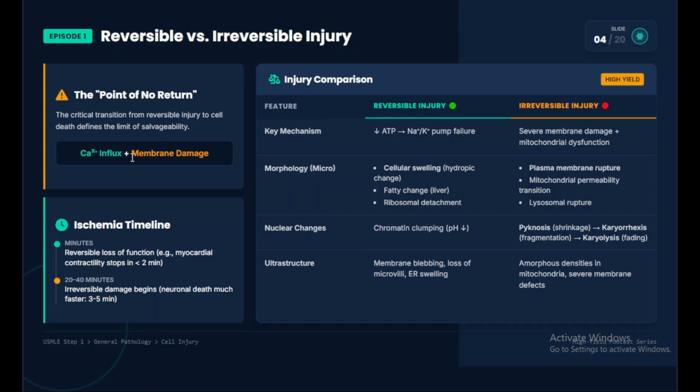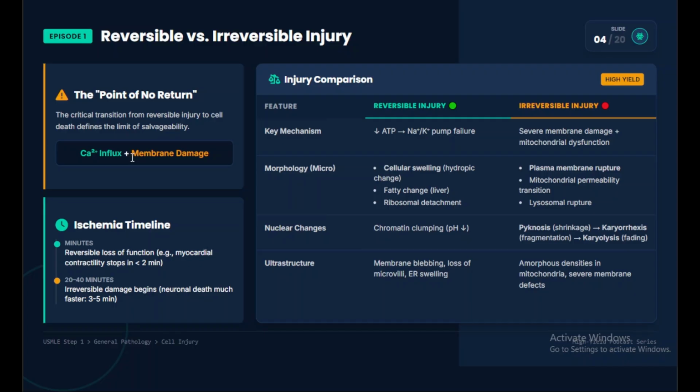By activating phospholipases, you simply destroy the cell membrane, and by activating proteases, you are degrading the cytoskeleton, and by activating endonucleases, you are simply fragmenting the DNA, and by activating ATPases, you are worsening the ATP depletion. So calcium essentially turns on the cell's self-destruction machinery. This is the first thing that actually happens, which is calcium influx.